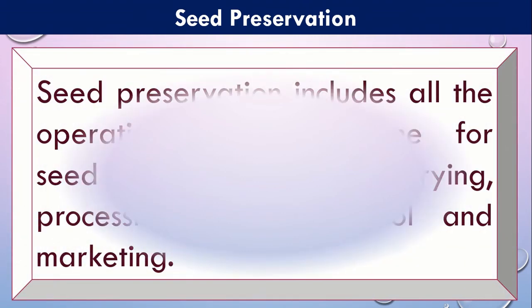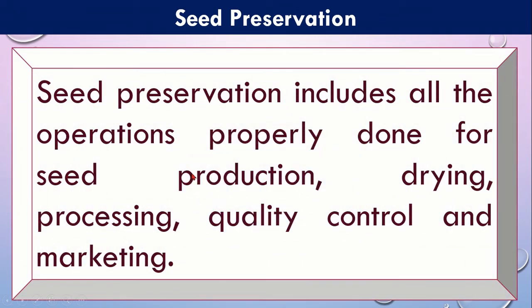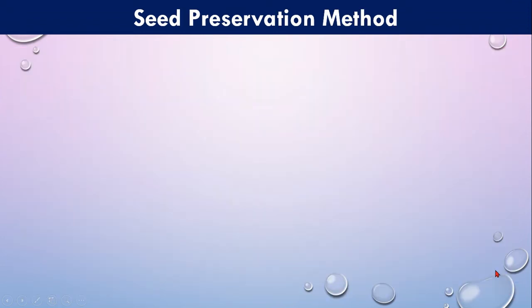Now, seed preservation. This is very important. After collecting the seed, we have to process the seed. Then we have to preserve the seed. So, seed preservation includes all the operations properly done for seed production, drying, processing, quality control, and marketing. So, this is called seed preservation.